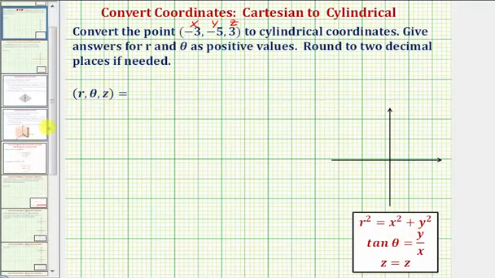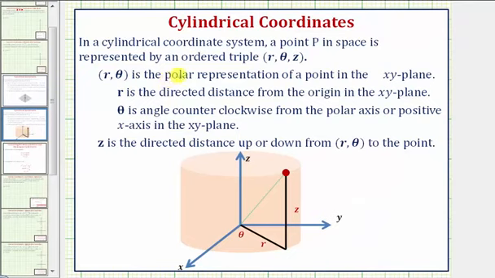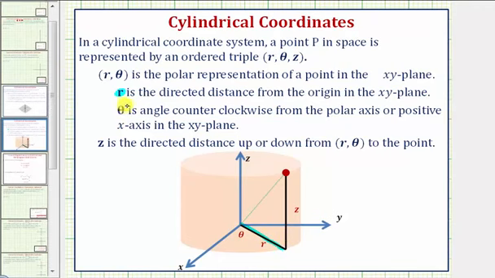But for a quick review, (r, theta) is the polar representation of a point in the xy plane, where r is the directed distance from the origin in the xy plane, which should be this distance here. Theta is the angle counterclockwise from the polar axis or positive x-axis in the xy plane, pictured here. And finally, z is the directed distance up or down from (r, theta) to the point, shown here.